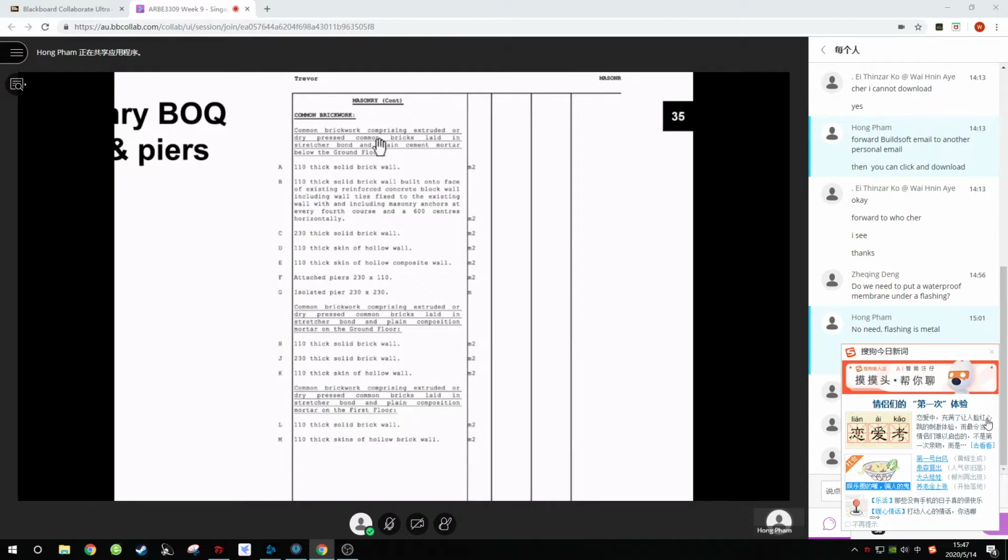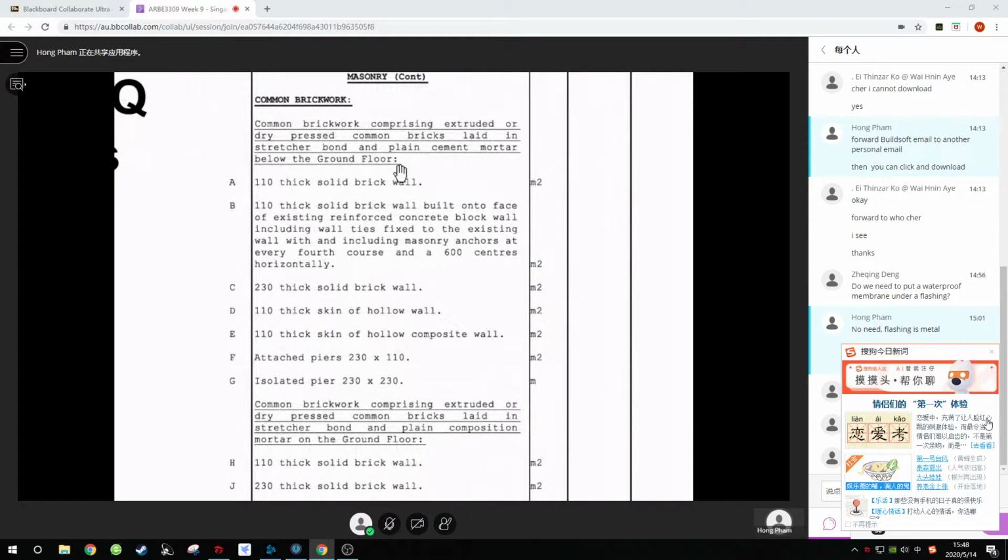Okay, so basically you actually can combine these two together, and this is below ground floor, this is on the ground floor. And within these descriptions, after the common general description, this is measurement rule 2 and 3. Remember that I tell you what kind of brick, what kind of composition of the mortar, and what kind of bond. Then we will go to the items.